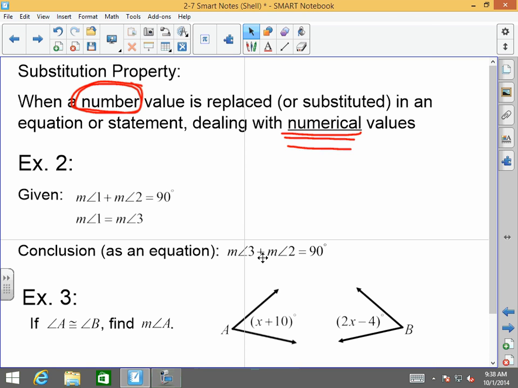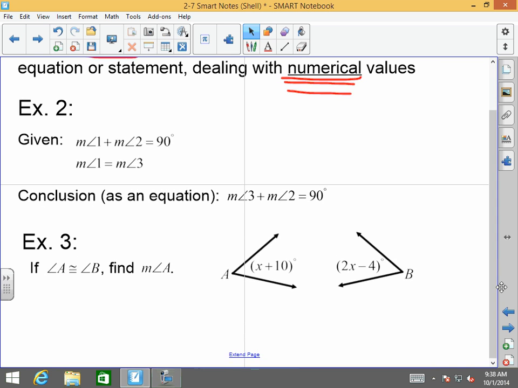That's exactly correct, my brother. The measure of angle 3 plus the measure of angle 2 equals 90 degrees. So again, it's almost identical to the transitive property, except we're using numbers, numerical values, and equations. Since we know that the measure of angle 1 is equal to the measure of angle 3, I can substitute that into the original equation, measure of angle 1 plus measure of angle 2 equals 90. I can substitute the measure of angle 1 with the measure of angle 3 due to the substitution property.